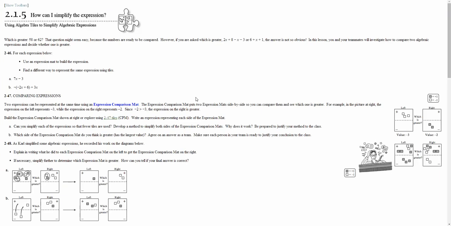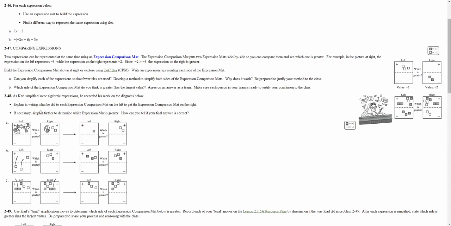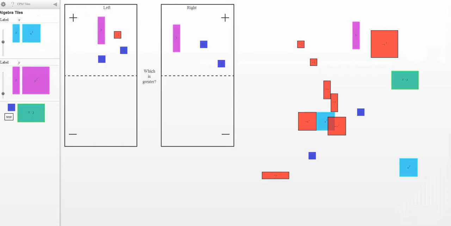Episode 2.1.5, How Can I Simplify the Expression? Alright, here we go. Today we're actually going to do a brand new type of expression mat that's called the Expression Comparison Mat. If you see, there's a bunch of examples of it here. Kind of looks like this.